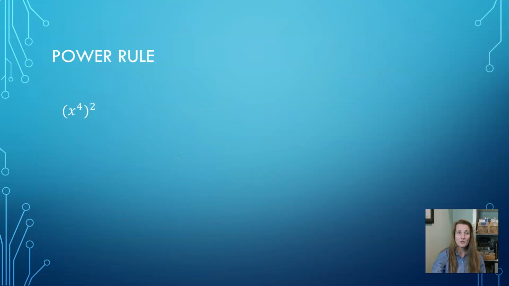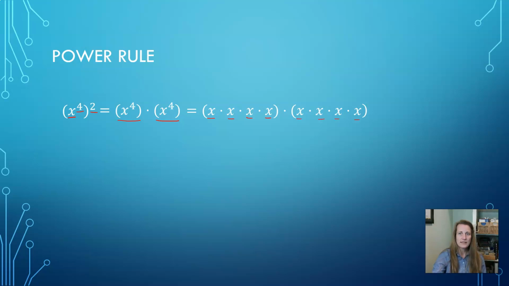Okay, the power rule. The power rule says I have some base to a power to a power. So that looks like this. Since the whole thing is squared, I take my first piece and I multiply it by my second piece, so I have 2 of them. And now I look at all of those x's. I have 4 x's times 4 more x's. How many x's do I have all together? 1, 2, 3, 4, 5, 6, 7, 8. I have x to the 8, or 4 times 2 x's.